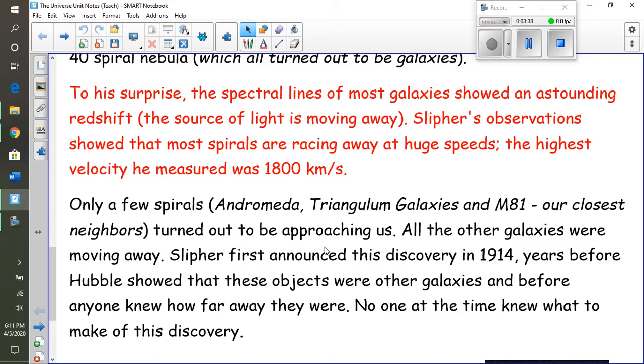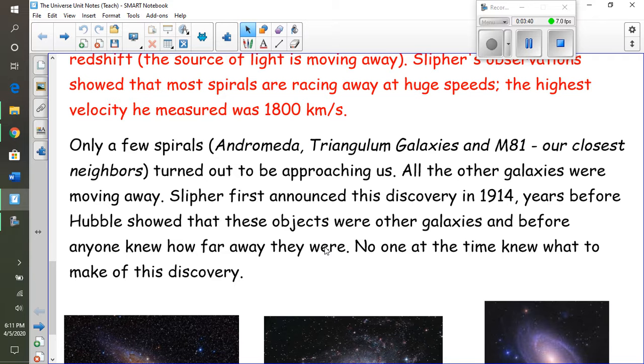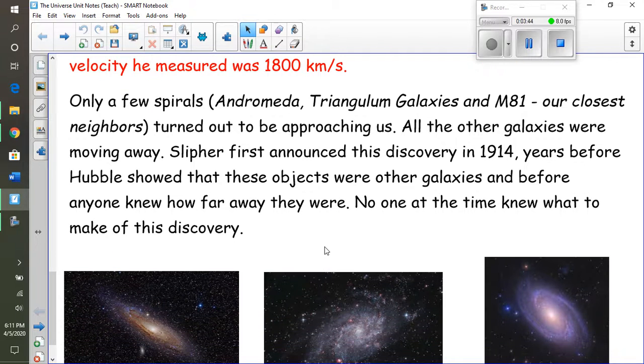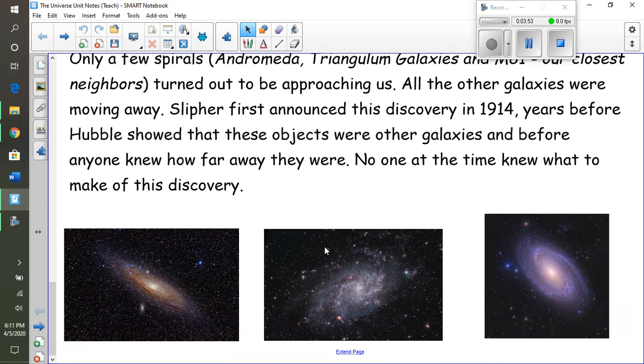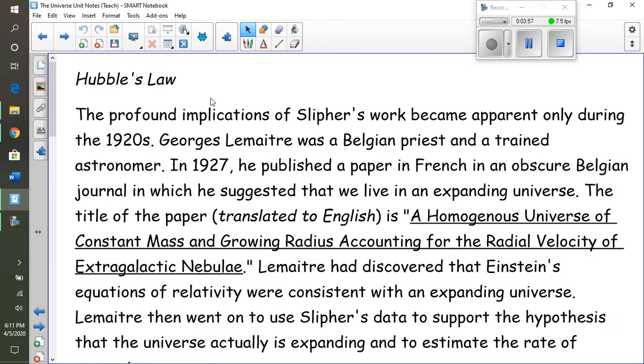Slipher announced his discovery in 1914, years before Hubble showed that these objects were, in fact, other galaxies, and before anyone knew exactly how far away they were. No one at the time knew what to do with that discovery. So, the implications of Slipher's work became very apparent during the 1920s.